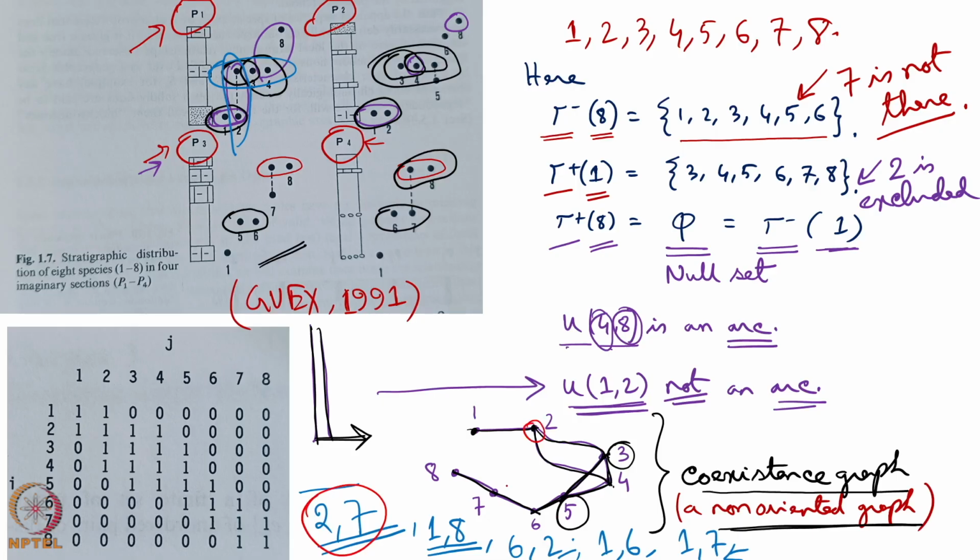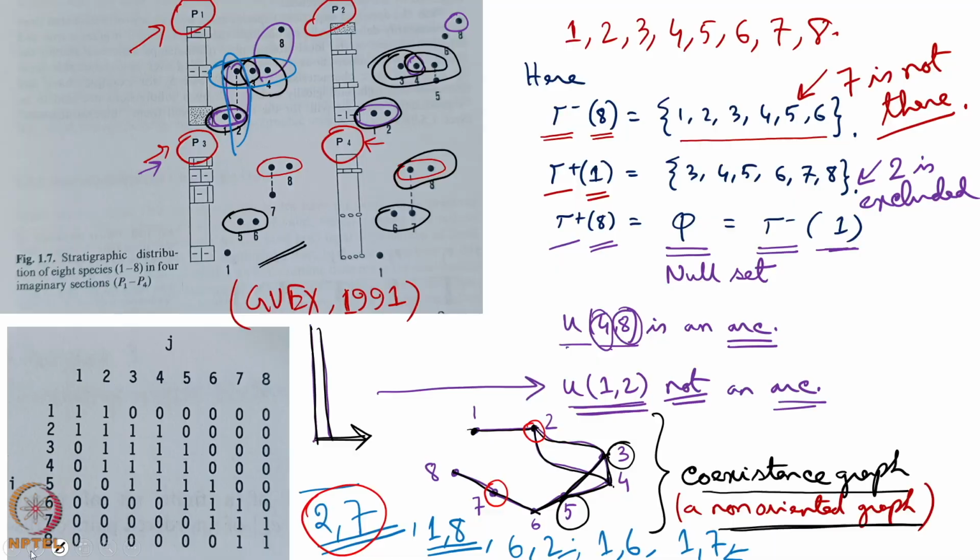So, here not joined by edges does not mean that they cannot be coeval. Let us try to understand it. 2 and 7 may indicate one is at the top, another is at the bottom. It can also indicate that if we compile from several sections, 2 of these nodes or 2 of these taxa were together at some time, but we do not see them in the section.